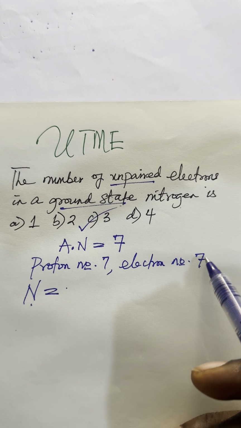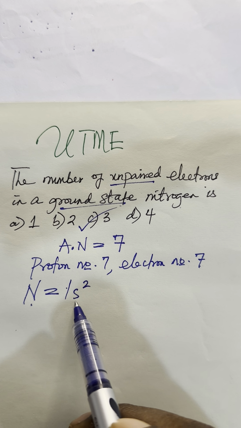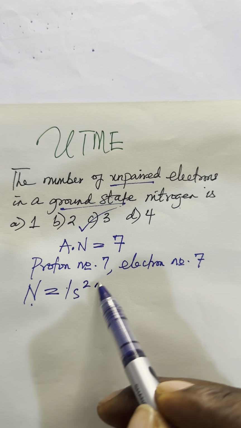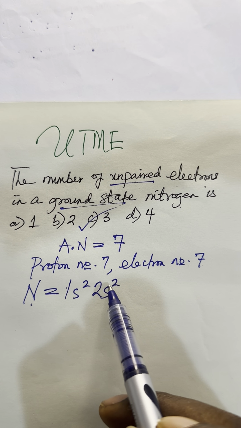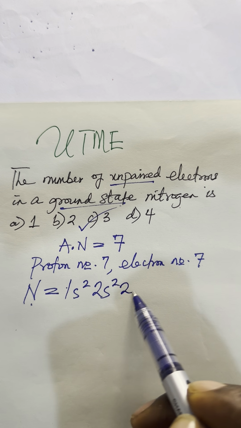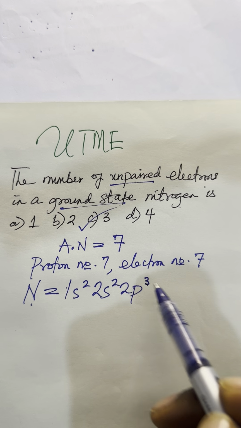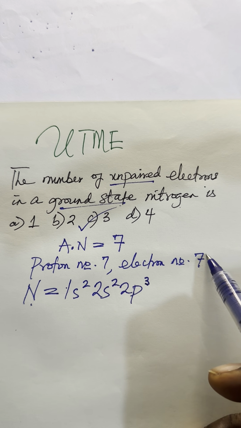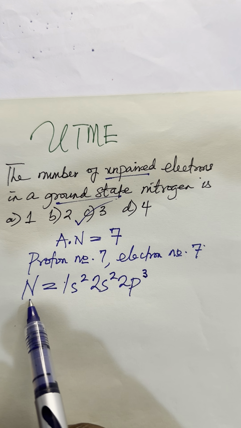The electronic configuration, since it is 7, we have 1s2. Remember, this s shell can take a maximum of 2 electrons. The next one is going to be 2s2. We have gotten 4 electrons, remaining 3. So we need to move to the next one, which is 2p. P can take a maximum of 6, but we just need 3 electrons, which is 2p3. If you sum this up, that gives you 7. So this is the electronic configuration of this nitrogen.